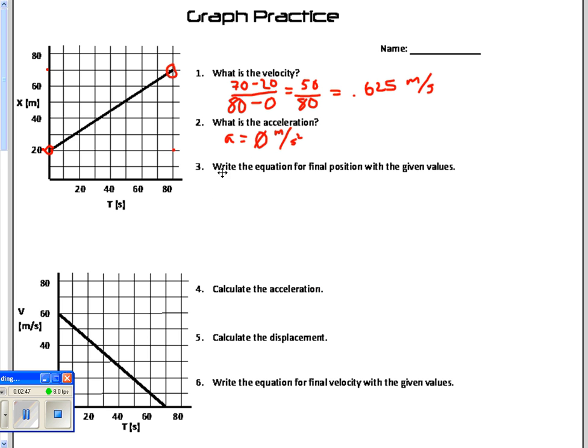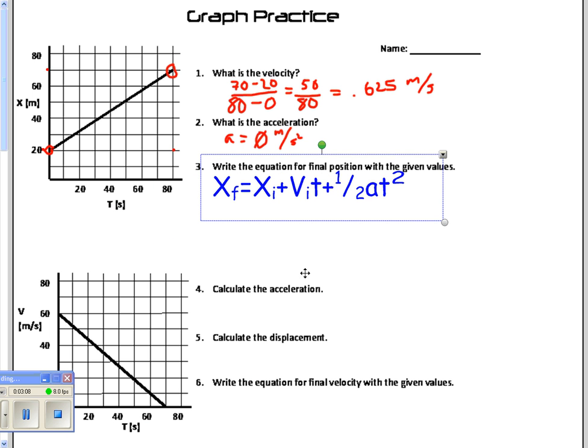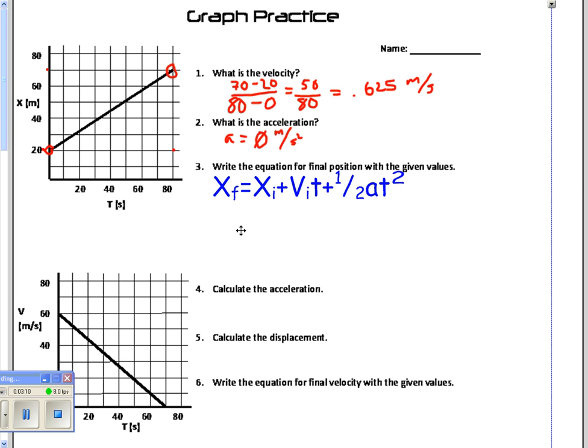For the third question, what I'm asking for is the equation for final position. So what I really want to do is take our equation for final position and plug in the values that we know, keeping the t in the equation. So the equation for the final position is our big ugly, which is right there. All right, so all we want to do now is plug in our values underneath.